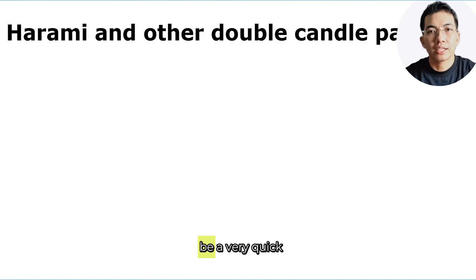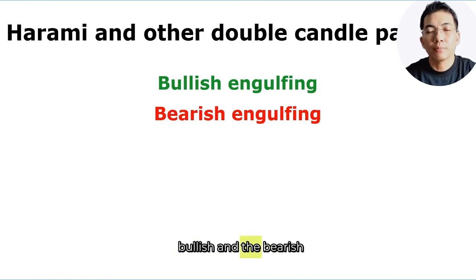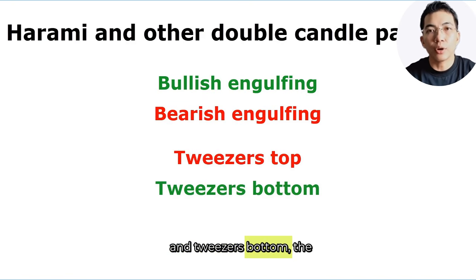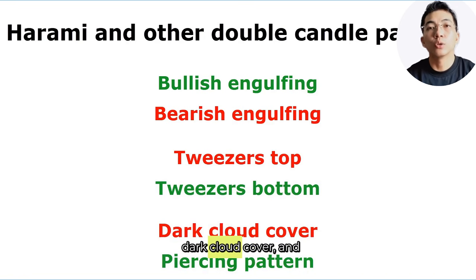This is going to be a very quick lecture because we are not going to use any other double candle pattern. We have seen the bullish and the bearish engulfing pattern, tweezer's top and tweezer's bottom, the dark cloud cover and the piercing pattern, so you have a lot of double candle tools to face the market.